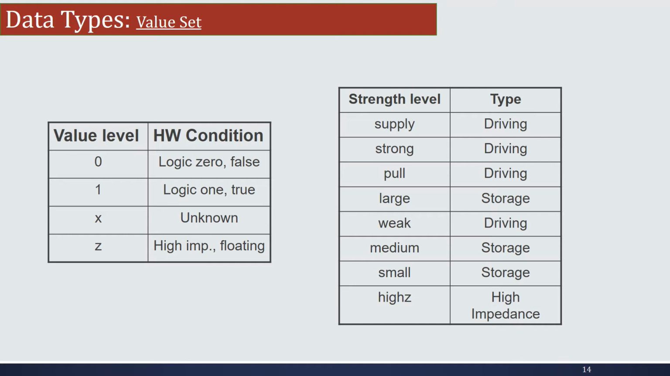Even with those levels, there will be a strength level also to be used for representation. They are like supply, strong, pull, large. These are some strength levels used to represent the value set or value level, at different aspects.